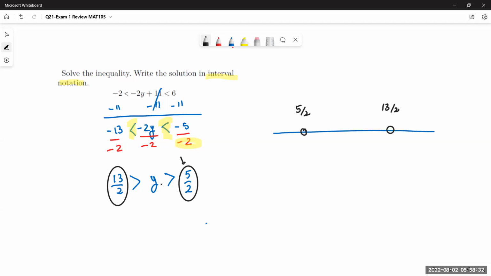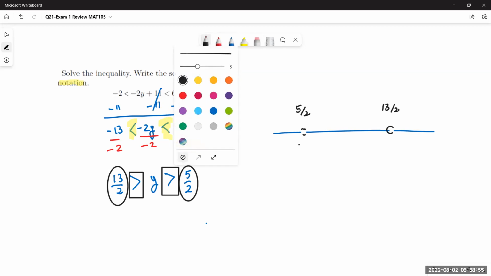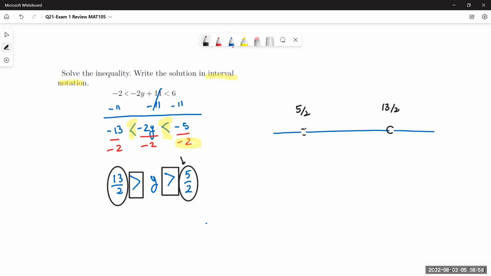All right. And then because right now these inequalities are strict inequalities, there is no equal sign in them, this is going to be an empty circle here, and this is going to be an empty circle there as well. Now the y is in between them, both of them. So this is going to be the shaded area of the y's.